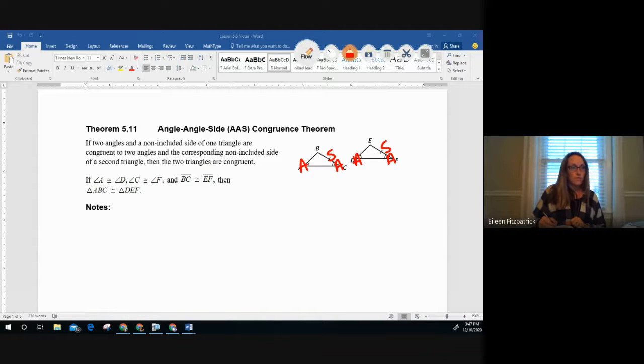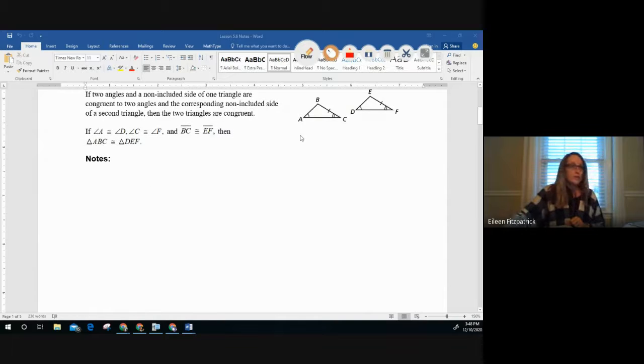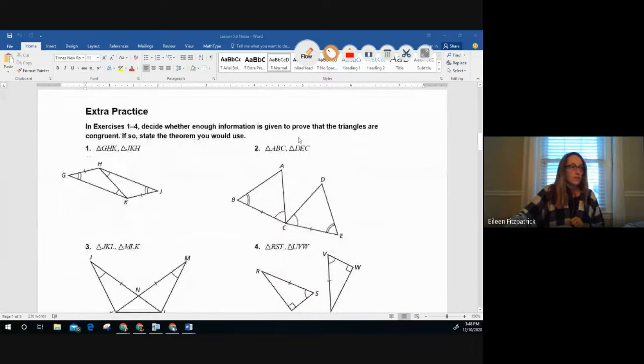Now, it didn't have to be this side that was marked congruent. If they had chosen to mark this one congruent instead, I'd still have angle, angle, side. So you have options here. All right, let's jump right into the practice problems to make sure we understand the two theorems.